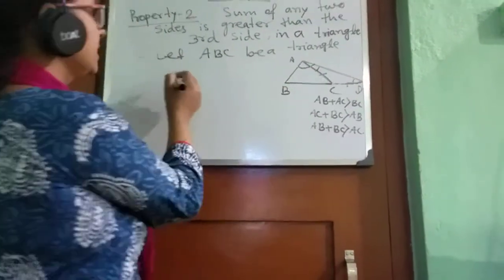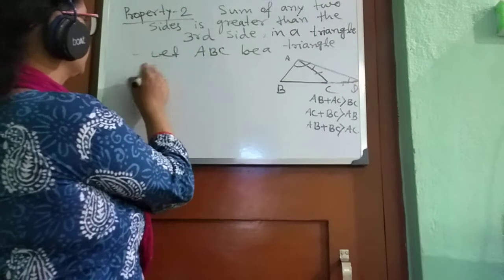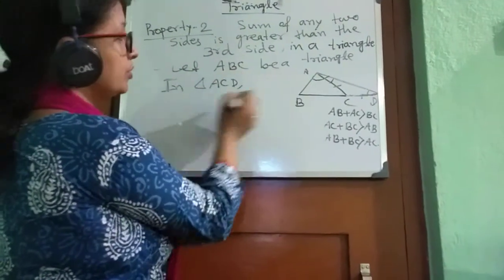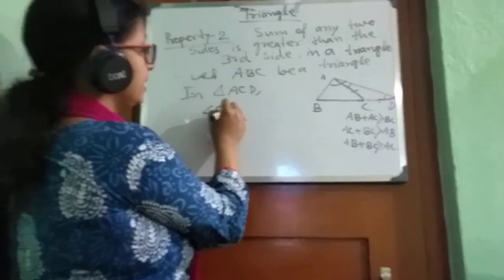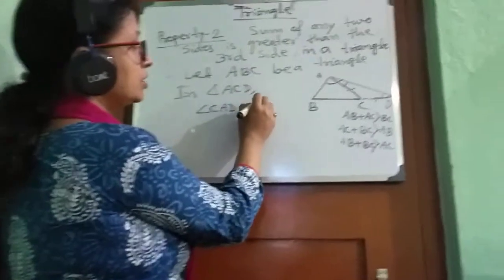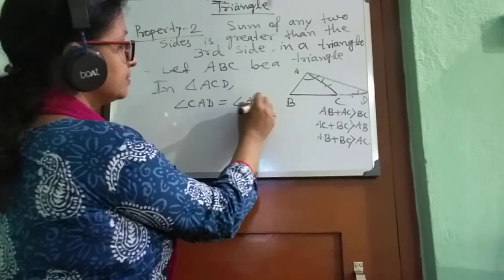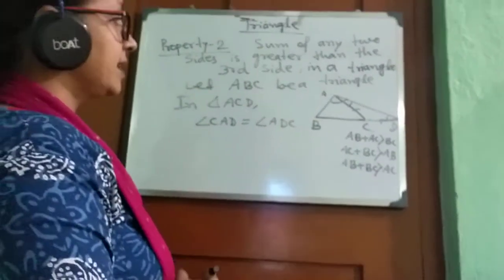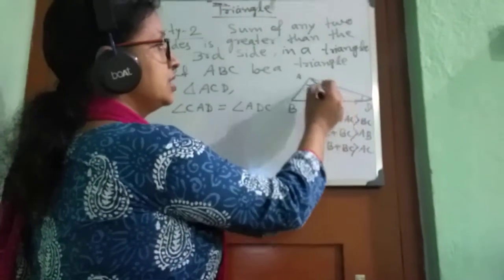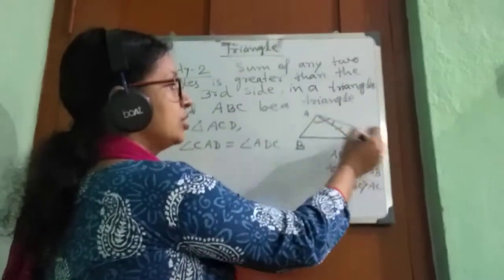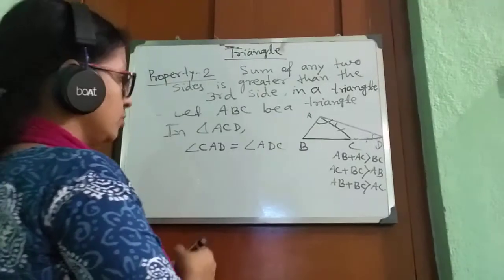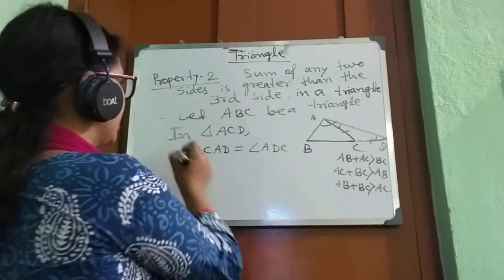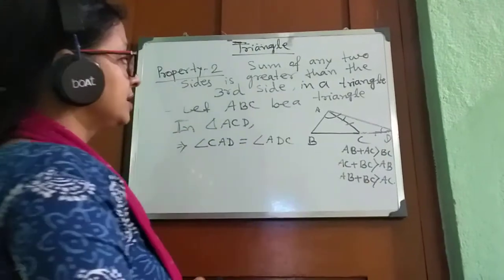So, in triangle ACD, what can we say? Angle CAD equals angle ADC. We get this because we know that in an isosceles triangle, the angles opposite the equal sides are also equal. So obviously we can write that these two angles are equal. That's why I have written CAD equal to ADC.